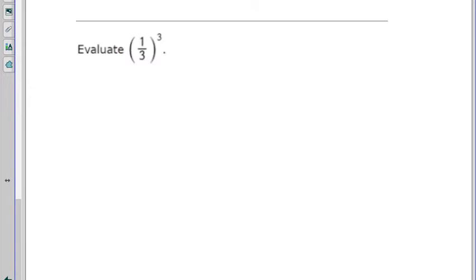Here's one for you to try. You know what exponents mean now, so you can expand that out, and you know how to multiply fractions. So go ahead and find a solution. Evaluate 1/3 to the 3rd power.